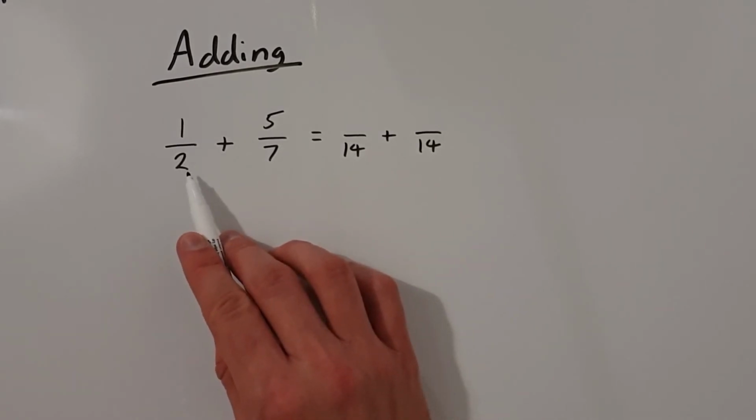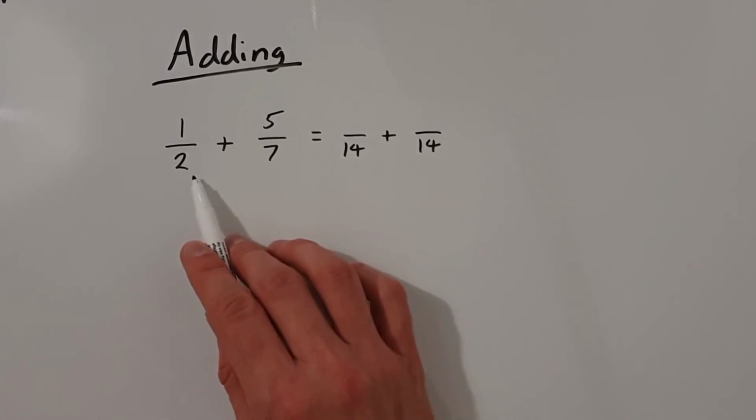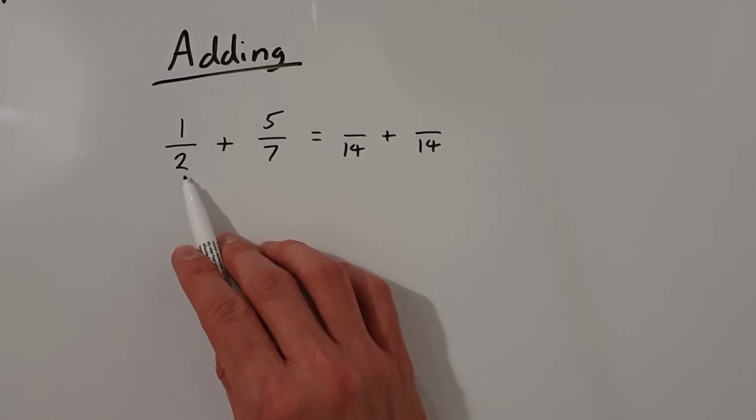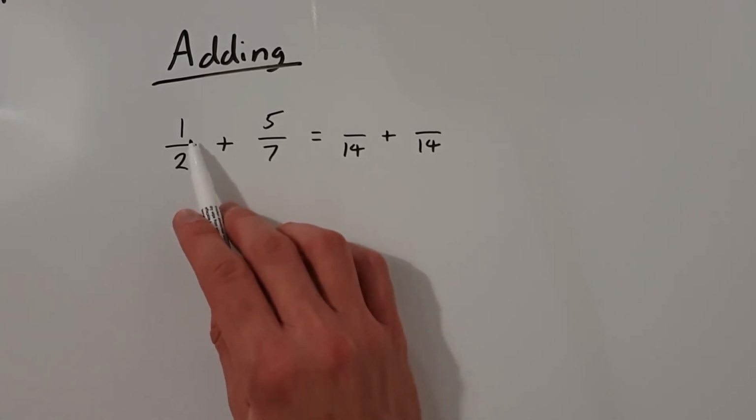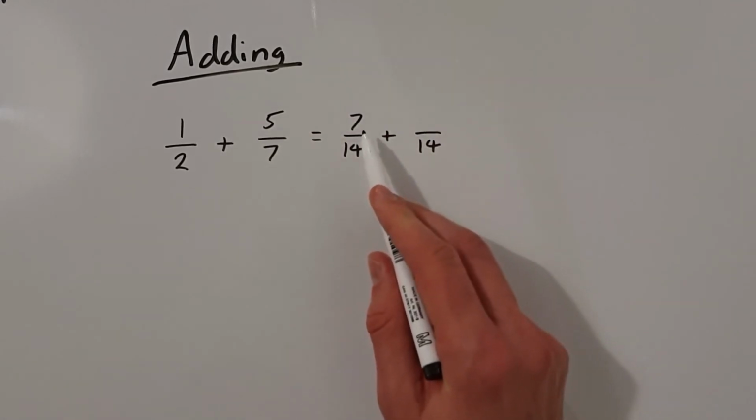So what do we multiply 2 by to get 14? And of course we know this is 7. 2 times 7 is 14. So because we've multiplied 2 by 7 to get 14, we must also multiply our numerator by 7 as well. So 7 times 1 is 7. So we must write 7 there as our new numerator.